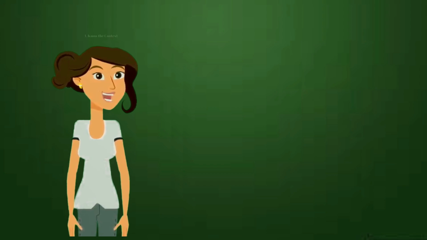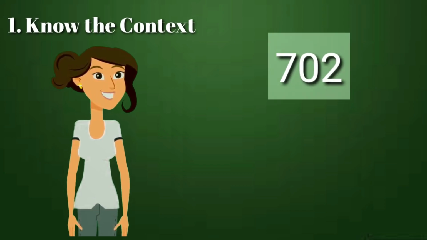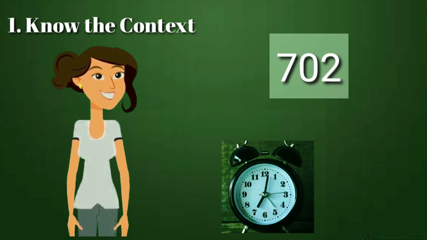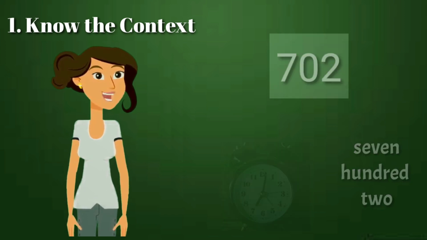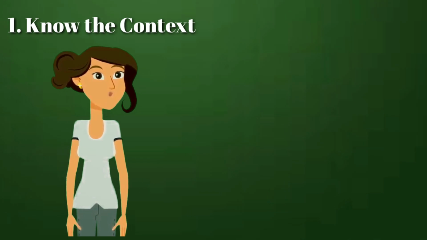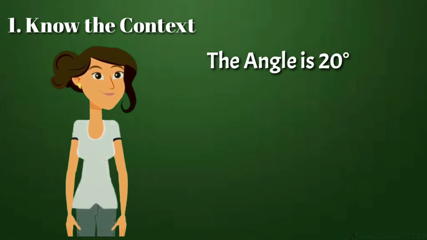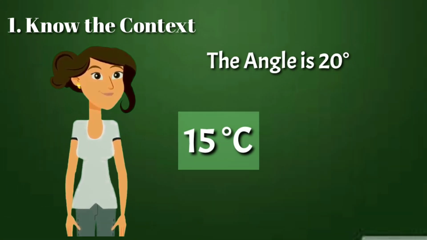First is knowing the context. 7:02 will be read as "seven oh two" in the context of time, and 702 if pertaining to a number. Another is the different usage of degrees in angle measure, temperature, and bearing.